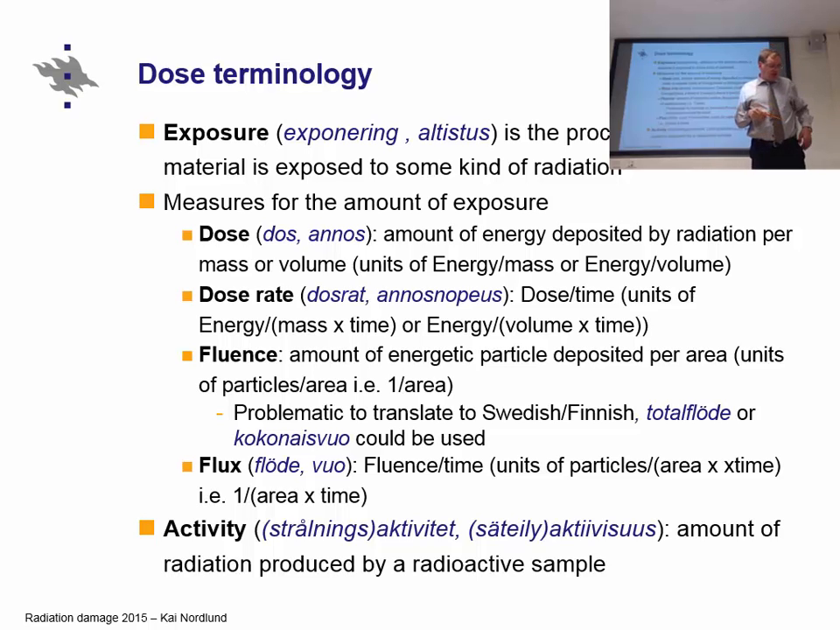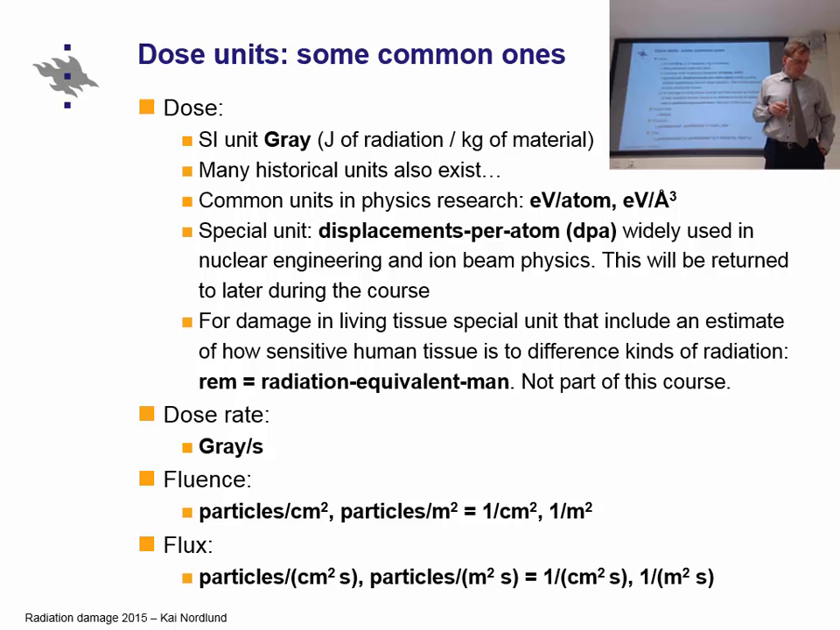And then in radiation safety, people often don't talk about activity. This is the amount of radiation produced by a radioactive sample. And here are some units for those. The SI unit is gray, which is joules of radiation per kilogram of material. There are also many historical units for those, and I won't start going through those on this course.